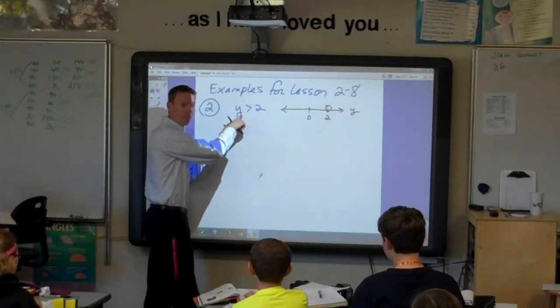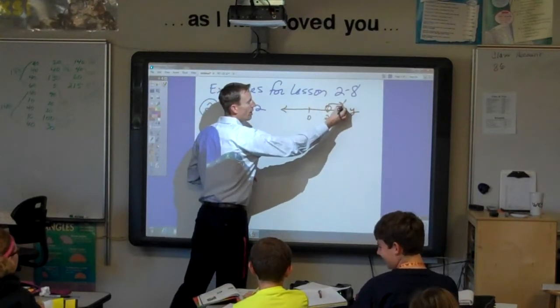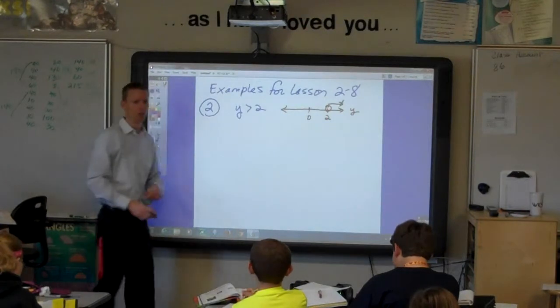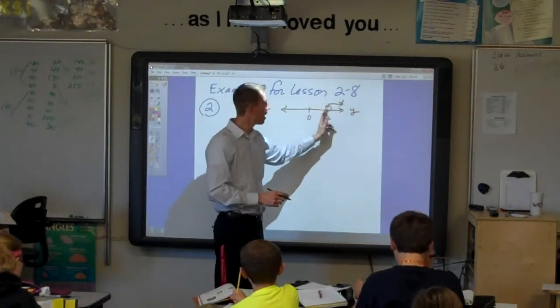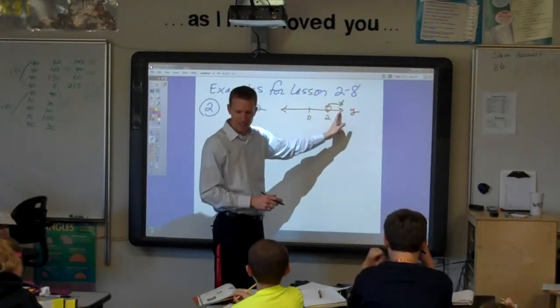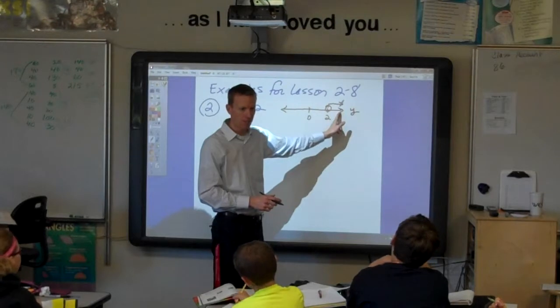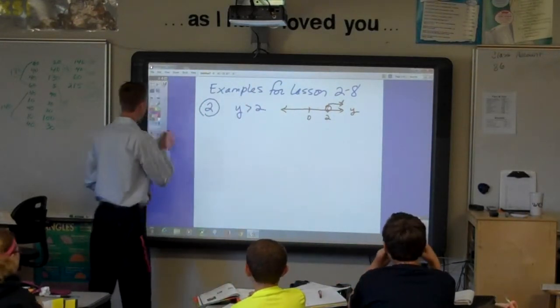Notice the variable is written first. That means the arrow that we draw is going to go the same direction. Y is greater than 2. Now, put your arrow above the line, because if you put it on the line, you can't see it. Okay? Put the arrow above the line when you draw these lines.